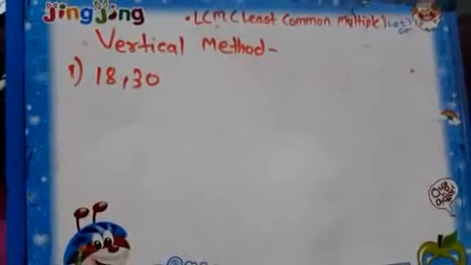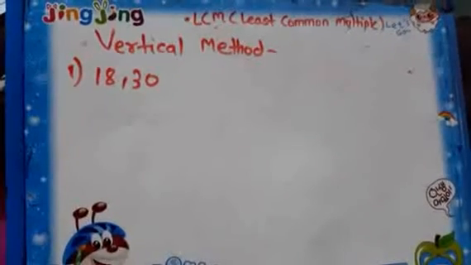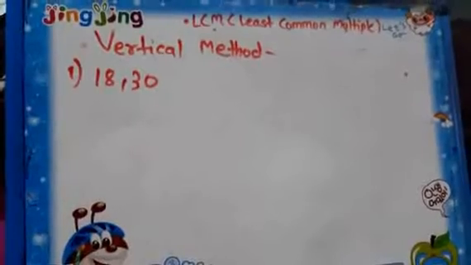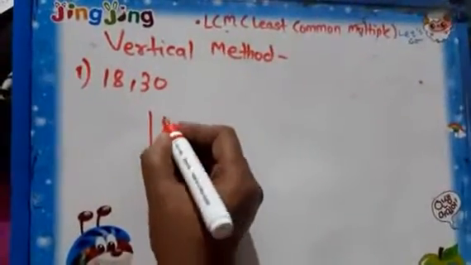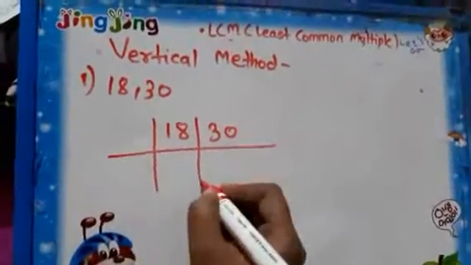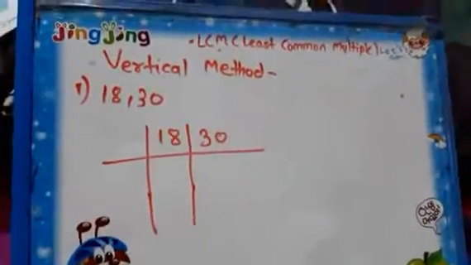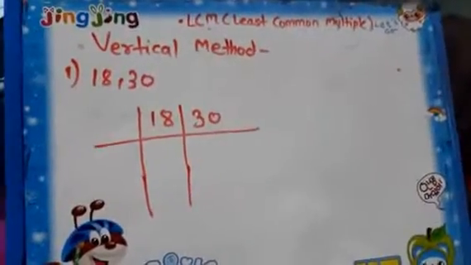So consider the first example, 18 and 30. Their LCM we have to find by the vertical method. For that, what we have to do, see the arrangement. Write both the numbers like this and simultaneously we have to find their prime factors.